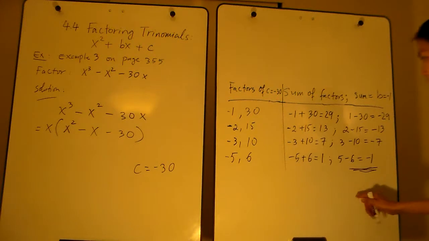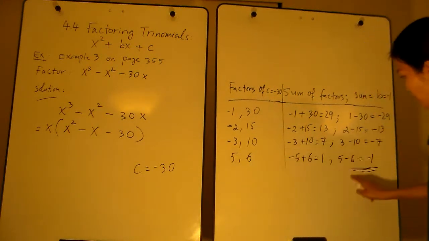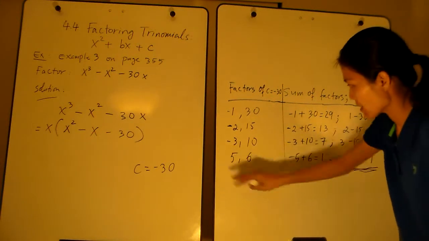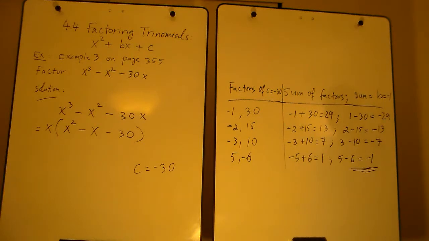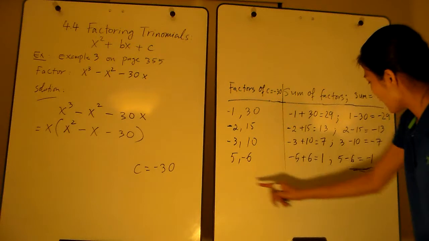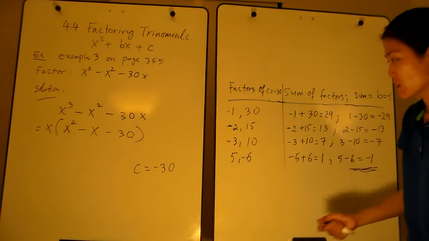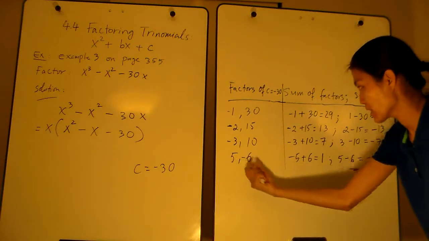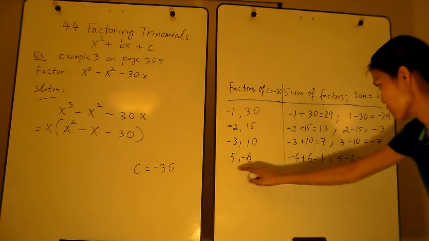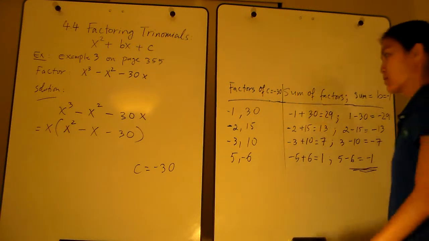So you know that the factors will be 5 is positive and 6 is negative. So it has to be 5 and negative 6. To get b, the value of which is negative 1, the factors have to be positive 5 and negative 6, because when you take the sum of positive 5 and negative 6, you get negative 1, which is b.